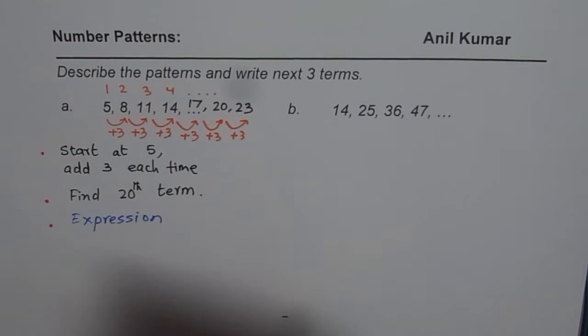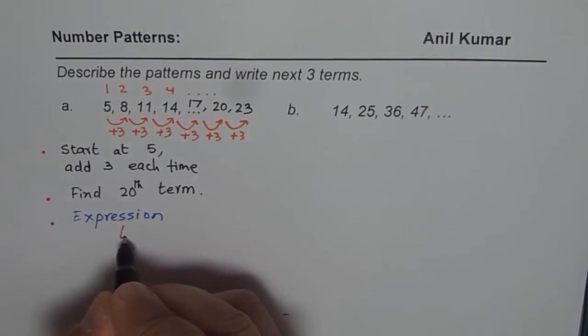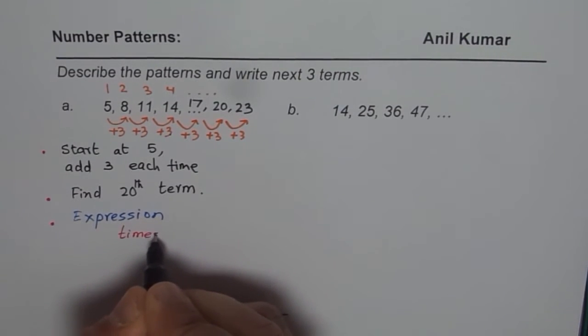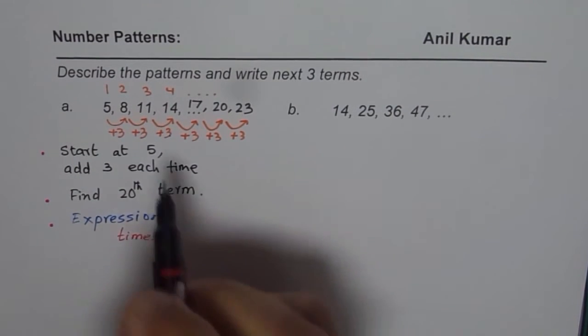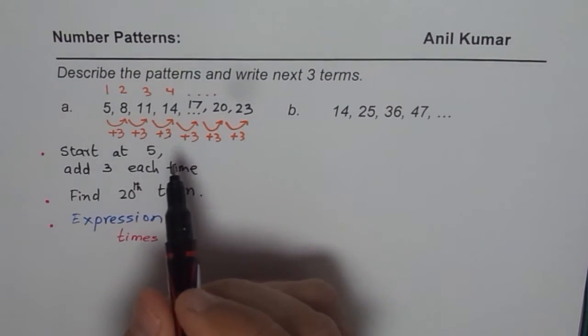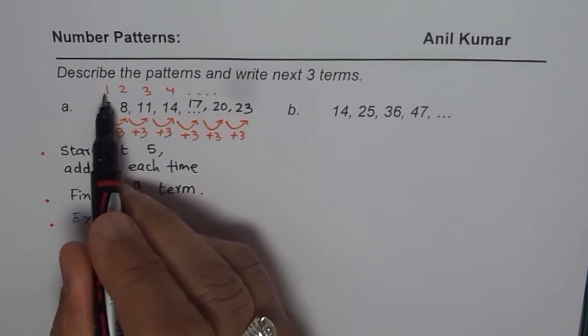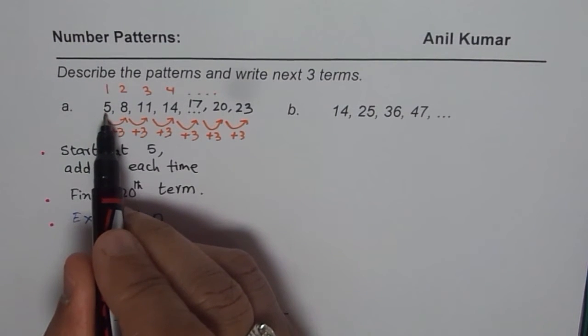So we say times 3. So the number, we have to times it by 3. So times 3 is critical to get the number. Now let us say we have to get the first number. 3 times 1 is 3. How do I get 5?